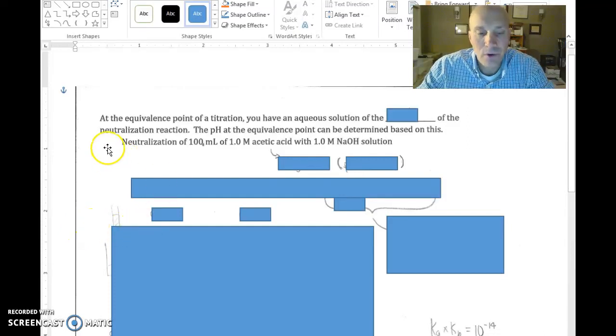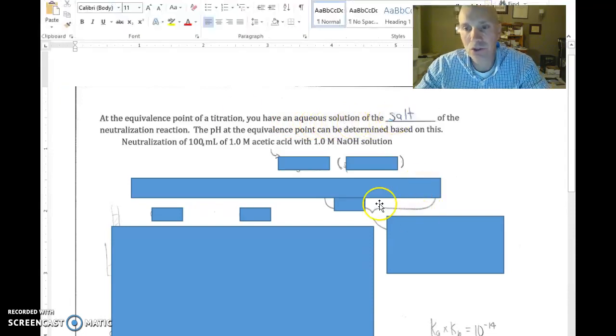So in this video, I want to go over an important concept having to do with acid-base neutralizations, and that is when you've done the complete neutralization. Another way of saying that is when you're at the equivalence point. If you were to do a titration where you're doing the pH curve, you would have essentially an aqueous solution of the salt of the neutralization reaction.